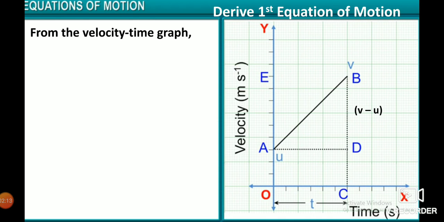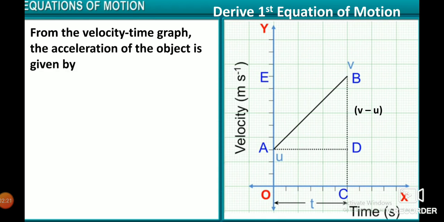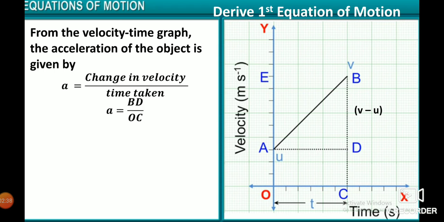Now, from the velocity time graph, you very well know which quantity you can calculate. You can calculate acceleration. The acceleration of the object under the velocity time graph is given as acceleration is equal to change in the velocity upon time taken. Now, do you know what is change in the velocity? The change in the velocity is given by BD and the time taken by OC. So, you can write acceleration from the graph is BD upon OC.